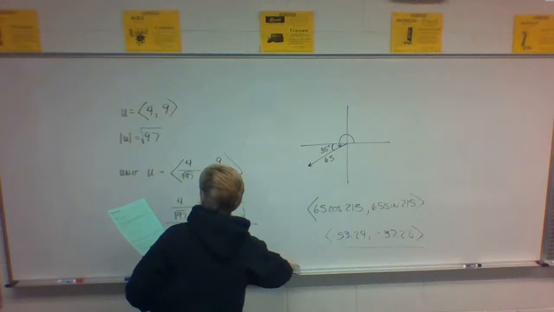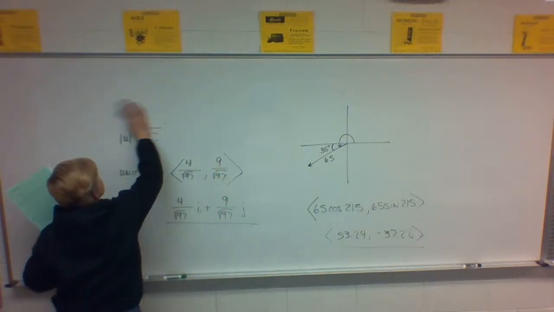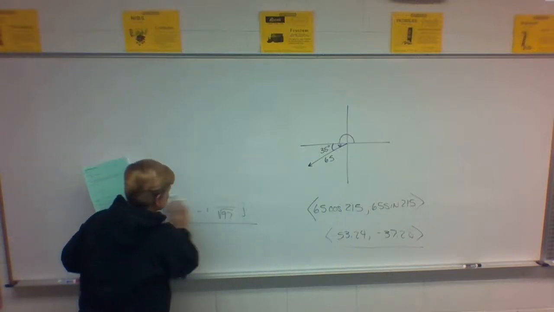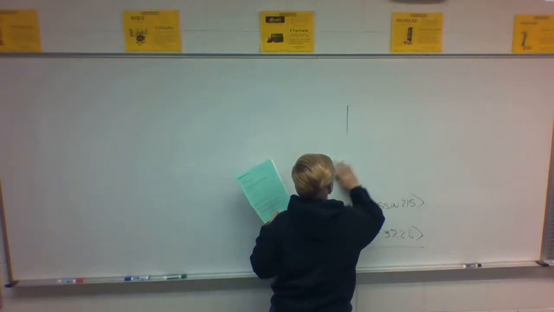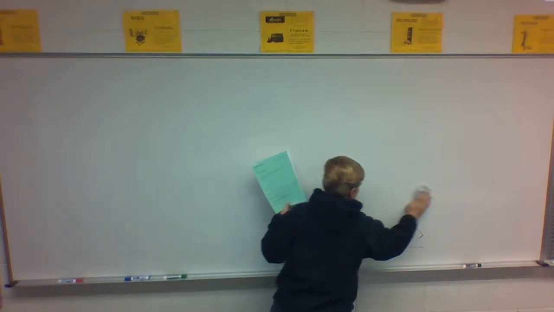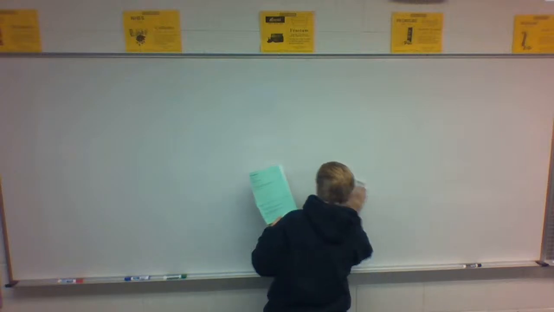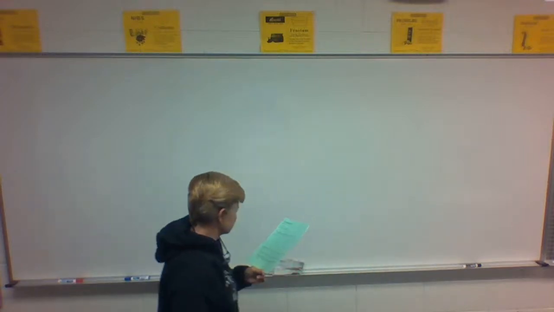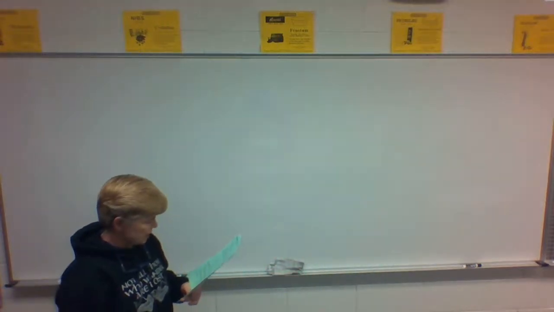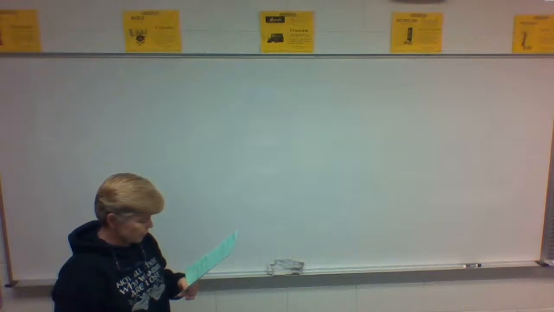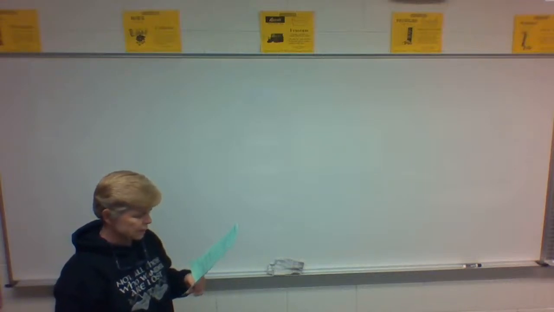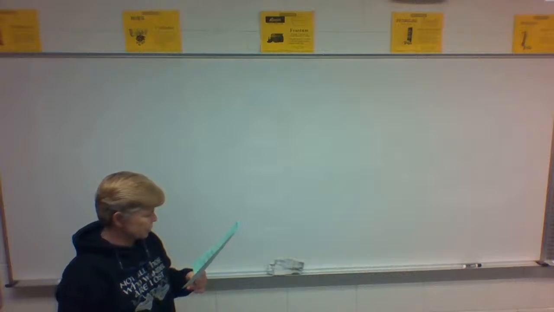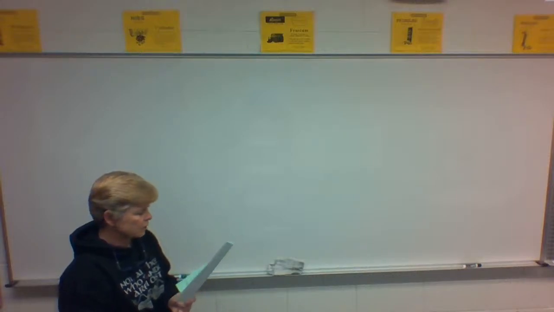Number 5. Number 5 is a story problem of sorts. It's not a big deal though. It doesn't give you any pictures. It gives you a description and you got to draw your own. This is the instructions for number 5. It says, find the magnitude and direction angle for the following vector. Give the direction angle as an angle between 0 and 360, rounded to the nearest tenth. So pay attention to the instructions.